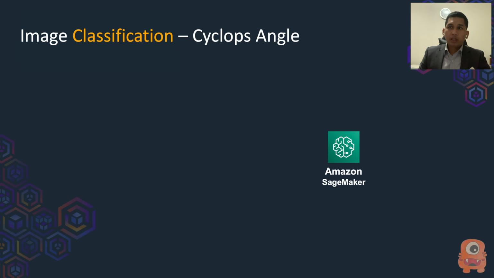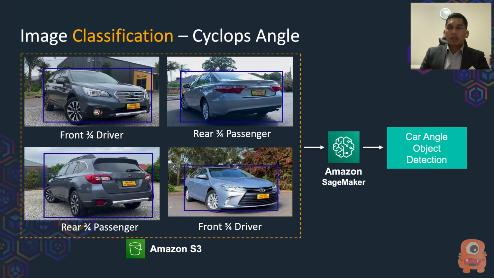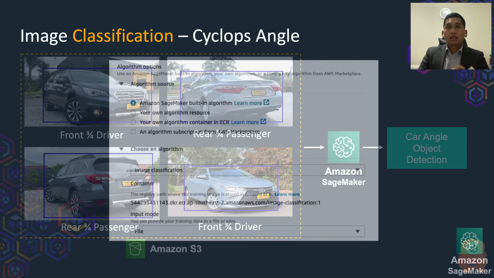All you have to do is prepare the model training sets, which is a collection of labeled images with the bounding boxes of where the object is. In this case, we need to specify where the car's bounding box is. And if you send that to Amazon SageMaker, it will be able to create a car angle object detection model.